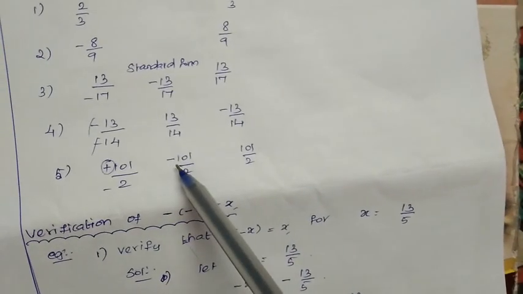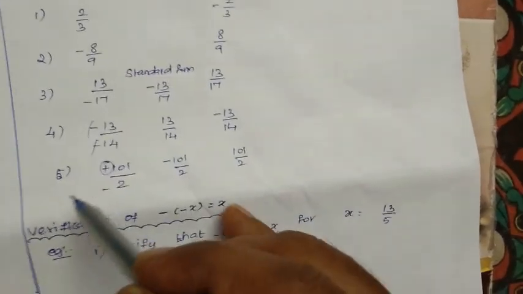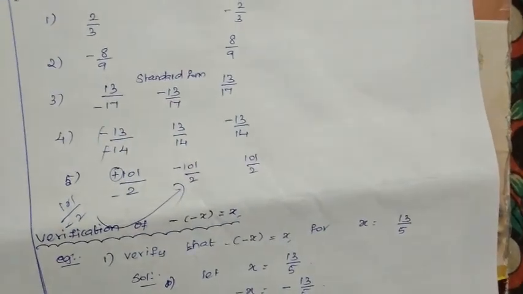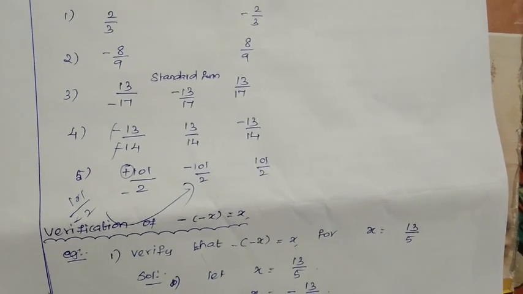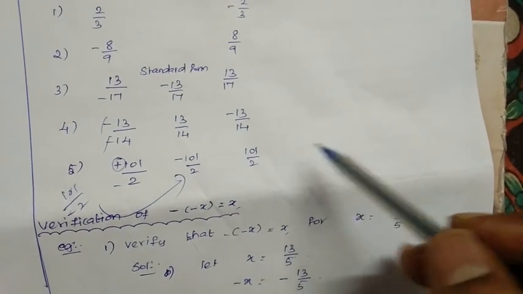What do you want to understand, the standard form? Minus 101 divided by 2. So 101 divided by minus 2, standard form minus 101 divided by 2. So that additive inverse is 101 by 2.